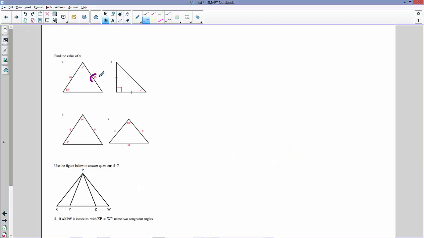This is an isosceles triangle. They're both 10, so that means both of these angles are the same. That makes them both 55. That's 110. That makes this 70. Pretty easy. This is a right triangle with 2 congruent sides. This is right from your other quiz.